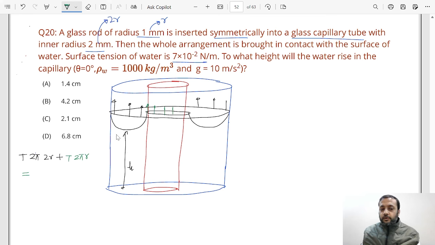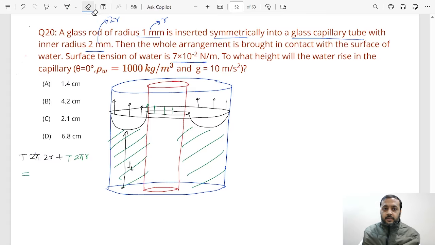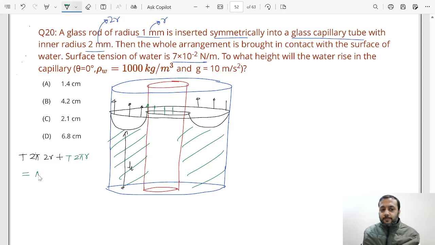Now how will you write the weight of the risen water? That will be the volume of this region where the water has risen, multiplied by the density into gravity. What is the volume of this region? That will be the volume of the bigger cylinder, the blue cylinder, minus the volume of the red cylinder. The volume of the blue cylinder is pi into (2r) square into h, minus pi into r square h. So this is the total volume of blue minus red, which is the shaded region, into density of the water into gravity. This is the equation that we will make.